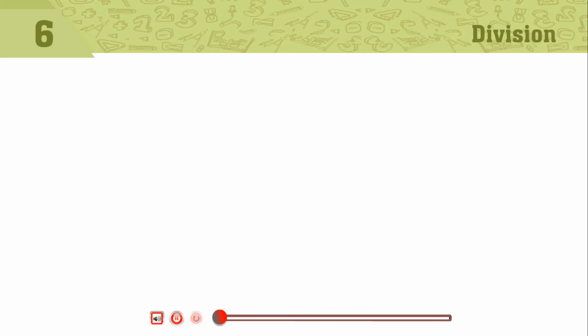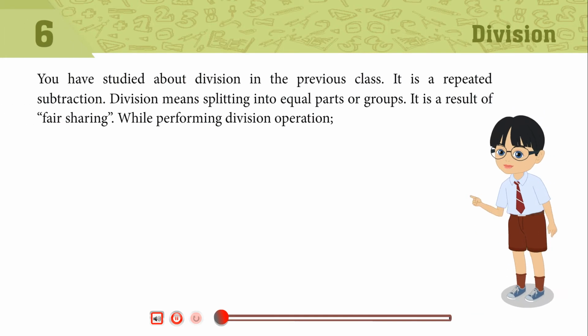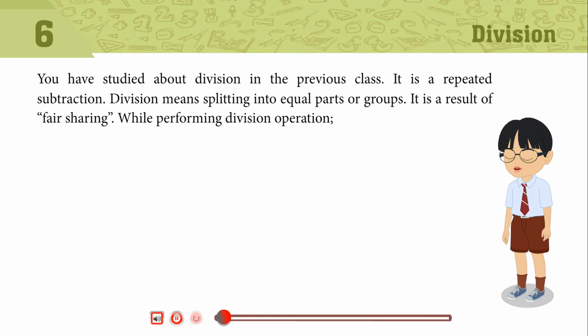Chapter 6: Division. You have studied about division in the previous class. It is a repeated subtraction. Division means splitting into equal parts or groups. It is a result of fair sharing.